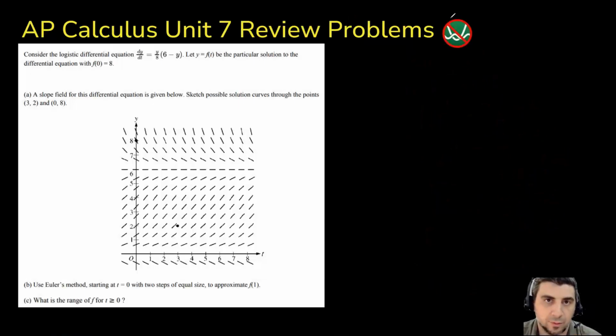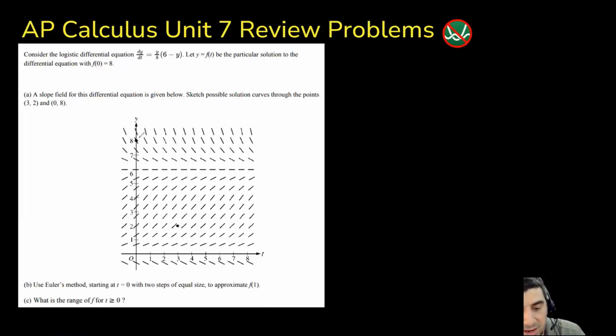So here we have our first BC topic, which is logistic differential equations. However, most of this problem we can kind of figure out even with AB knowledge. So consider the logistic differential equation. Let y equal f of t be the particular solution to the differential equation with f of 0 equals 8. The slope field for the differential equation is given below. Sketch possible solution curves through the point 3, 2 and 0, 8.